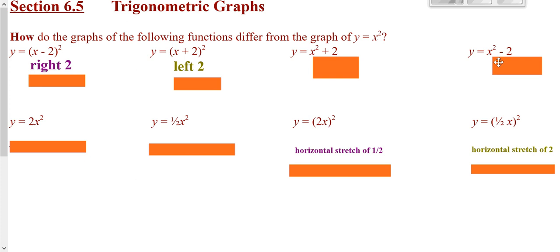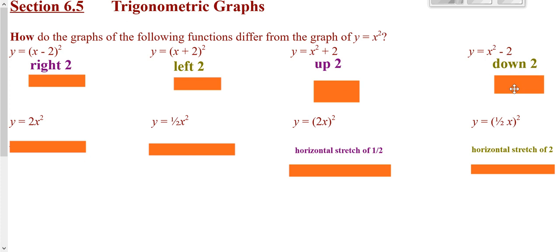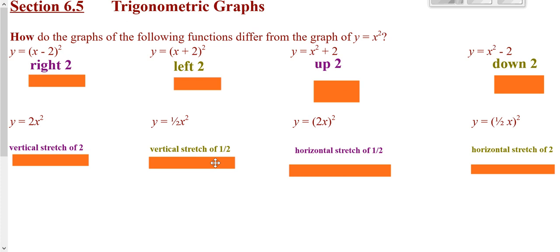The upper 2 on the right and the lower 2 on the left are doing things outside the x, after the squaring is done. So then they affect it up and down because that affects the y. So this would be 2 up, this would be 2 down, this would be a vertical stretch of 2, this would be a vertical stretch of 1/2.